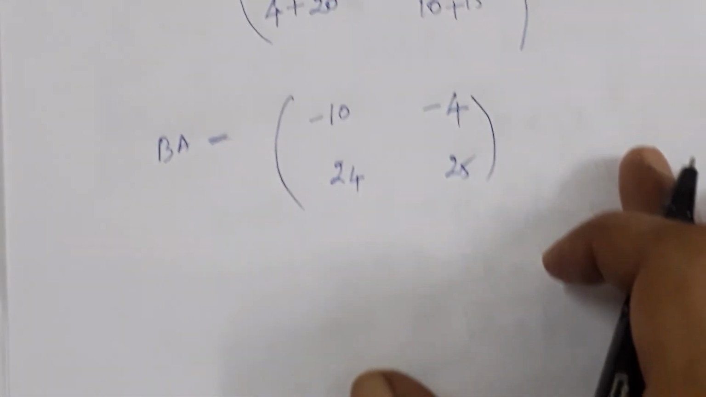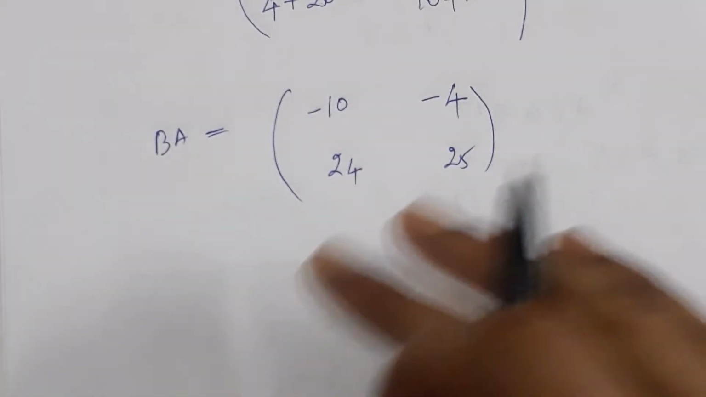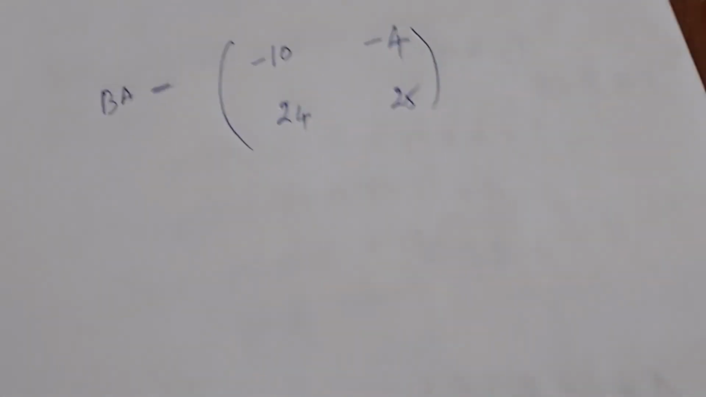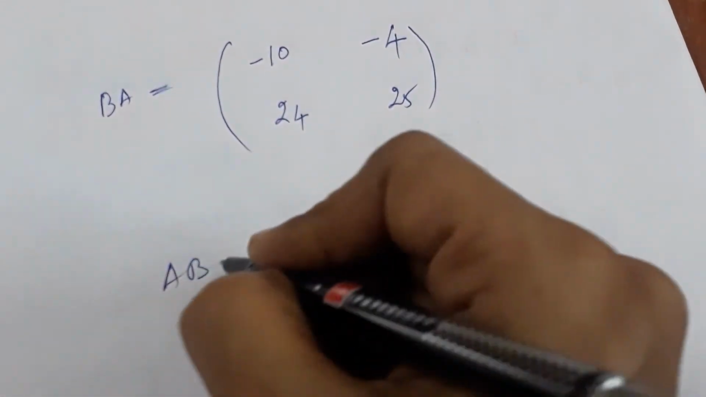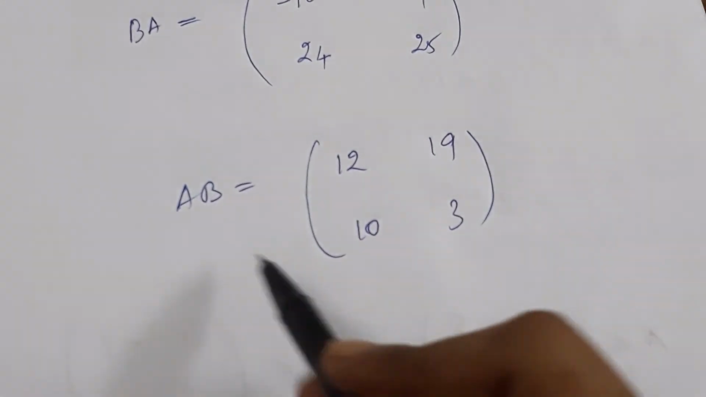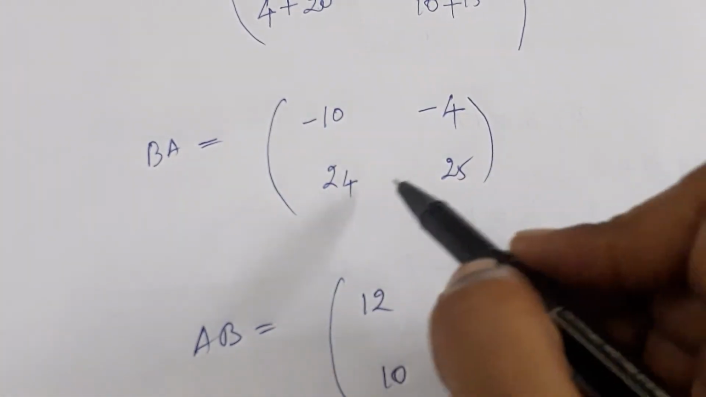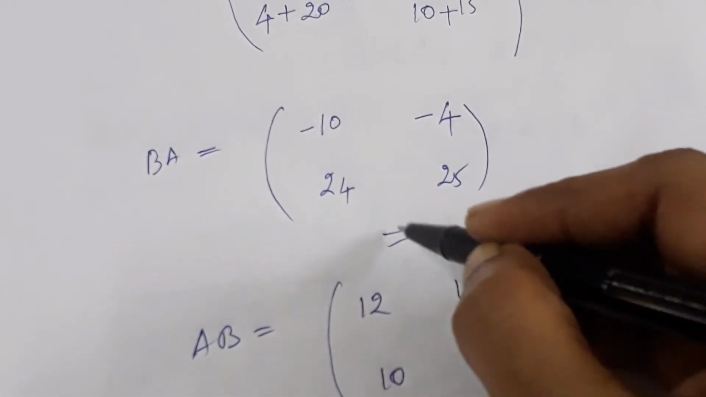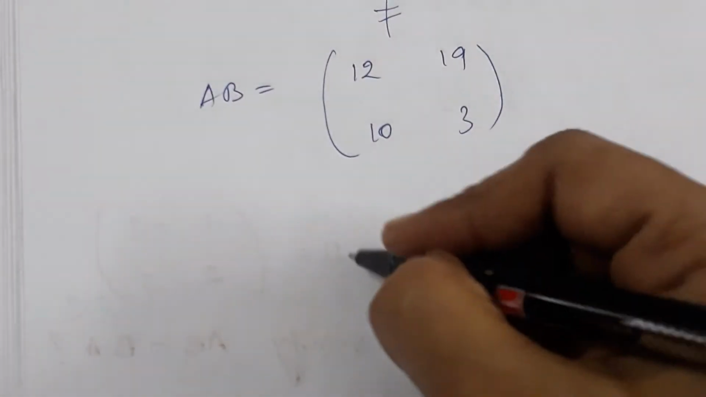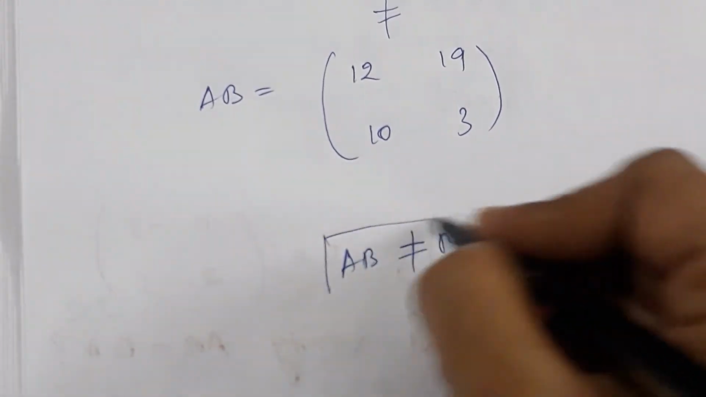Our next task is to verify whether these two products are equal. Our AB matrix is [12, 19; 10, 3]. This is our product matrix AB, and this is our product matrix BA. These two are not equal. So AB is not equal to BA. This is our conclusion.